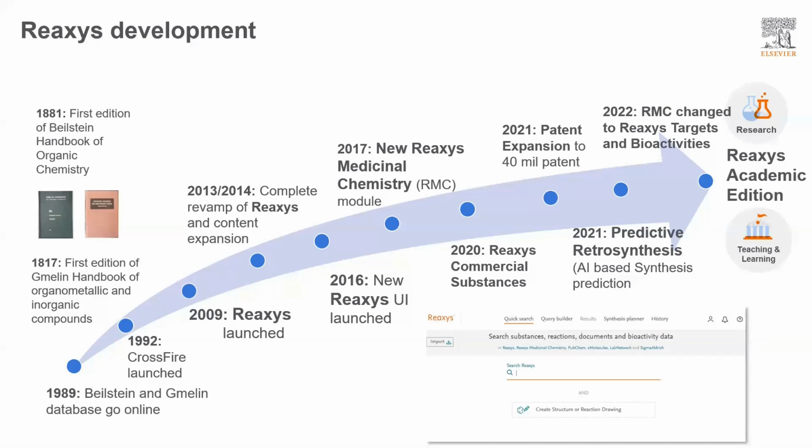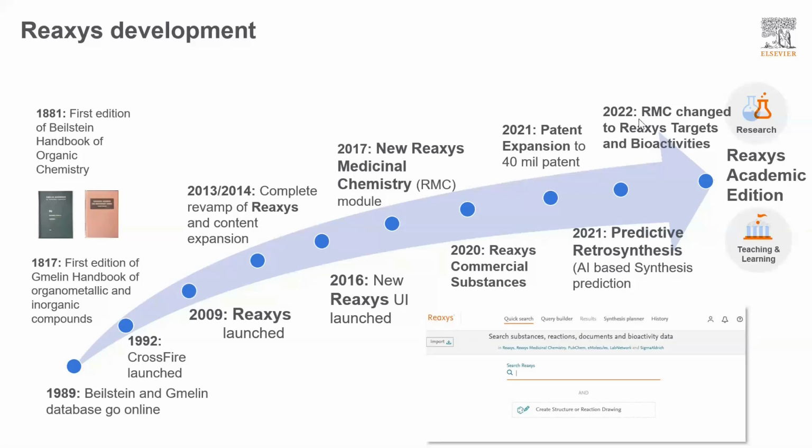Now we have, and I will come back to this, also added in 2021 the predictive retrosynthesis module. This is artificial intelligence-based synthetic prediction. This is based on the work of Professor Mark Waller, and together with him and his company, we have created this module. You have access to it as well. I will show you. And RMC, Reaxys Medicinal Chemistry, in 2022, last year.